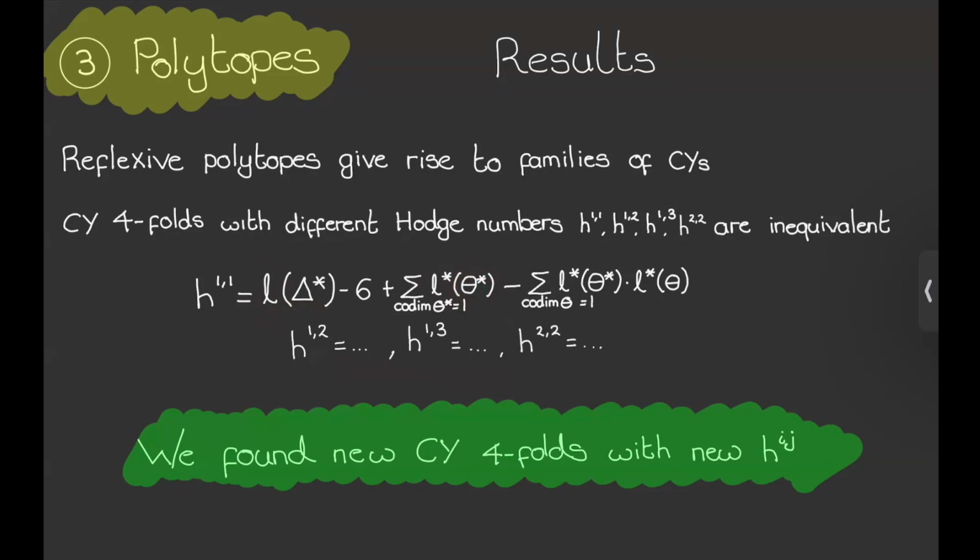So what we did is we took our data set of reflexive polytopes, computed all of the Hodge numbers from these, and then we compared these Hodge numbers to the Hodge numbers in Scarpa and Scholler's database. And we found everything in their data set we had in our data set. And also we had new Hodge data. So this is confirmation that we have, in fact, generated new Calabi-Yau fourfolds.